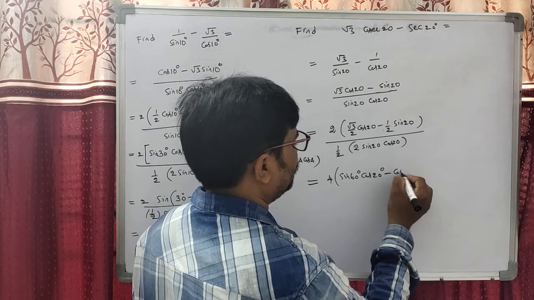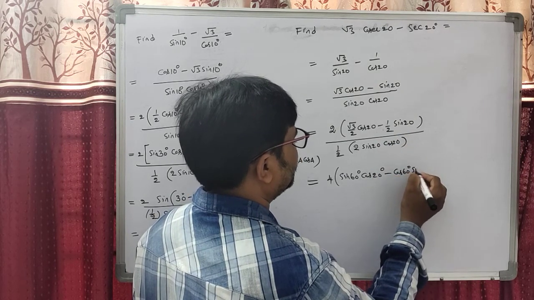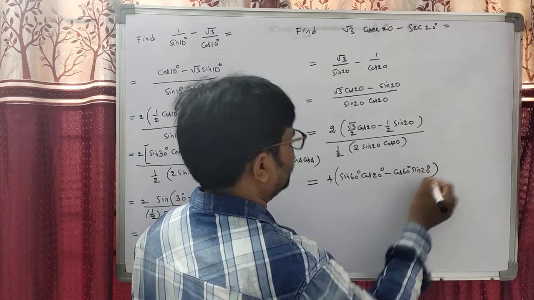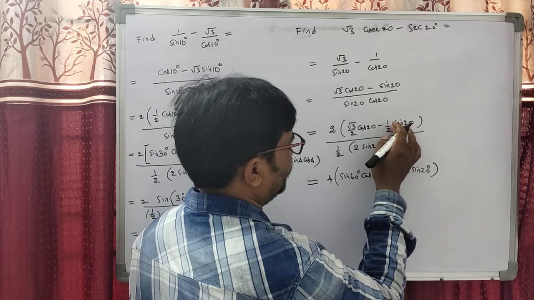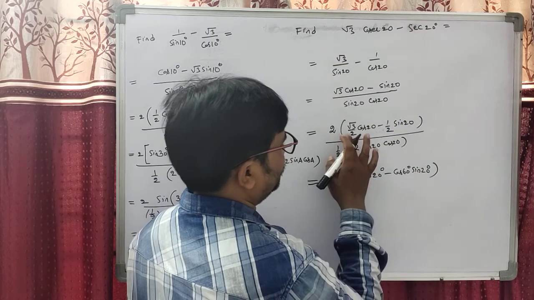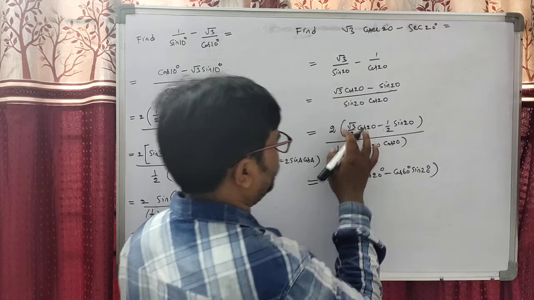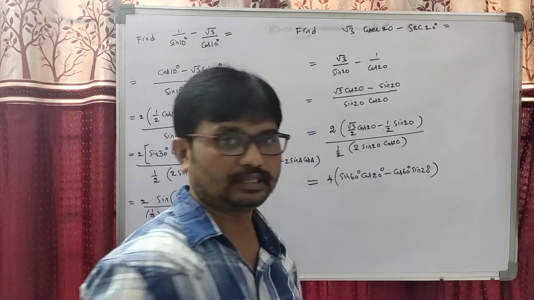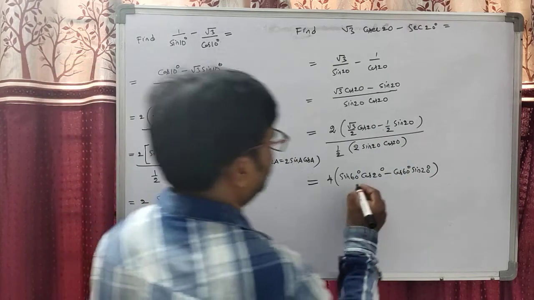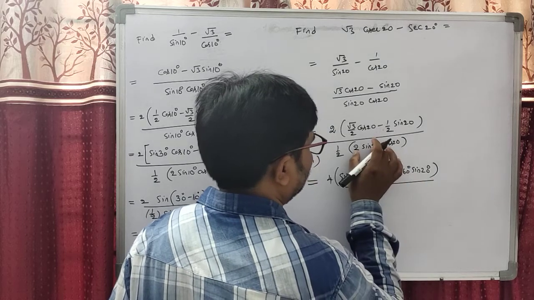1 by 2 is the cos 60 degrees, sine 20 degrees. How can you write this? It is sine A cos B minus cos A sine B. First you can check the value: root 3 by 2 is sine 60, and 1 by 2 is cos 60. Okay students, this can be written as sine 2A.